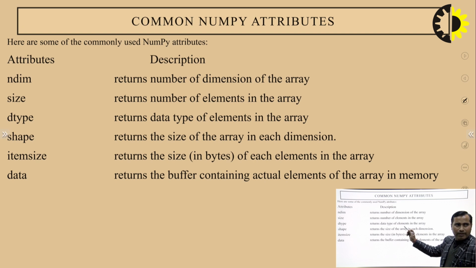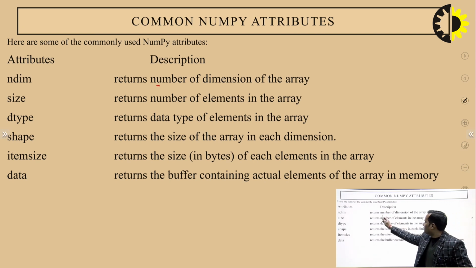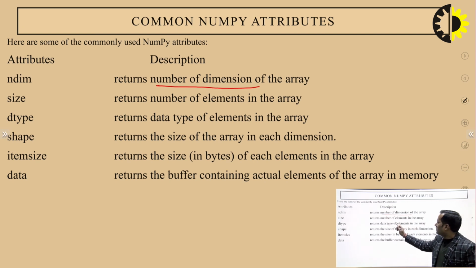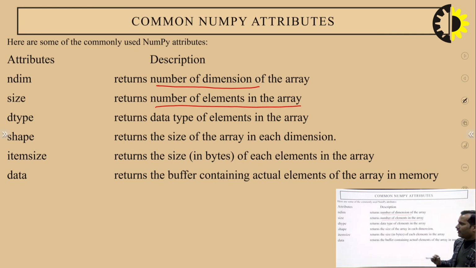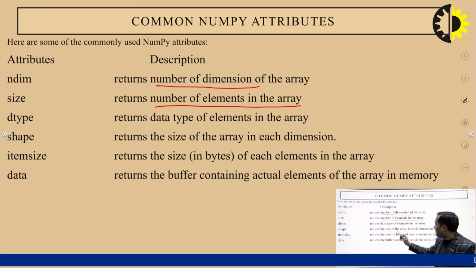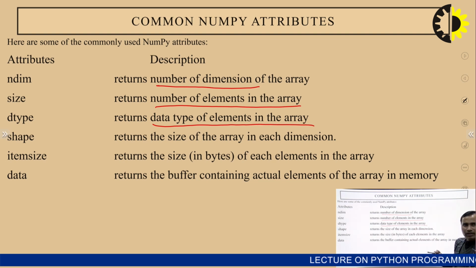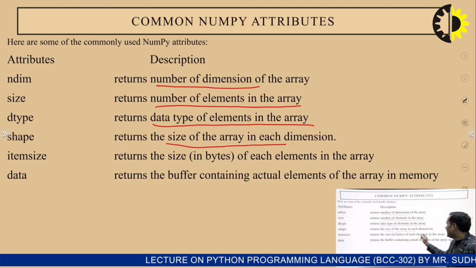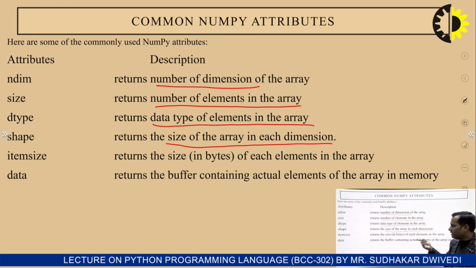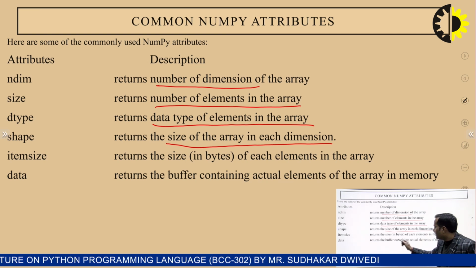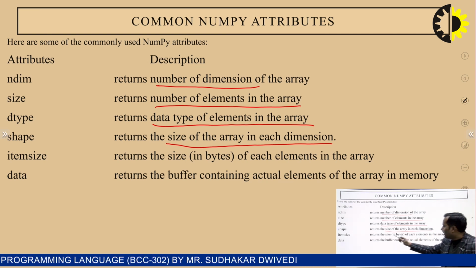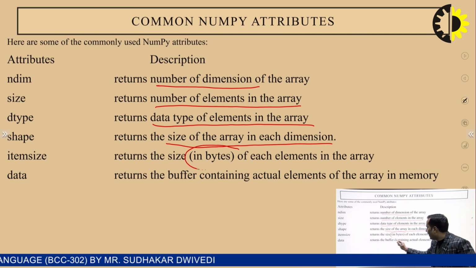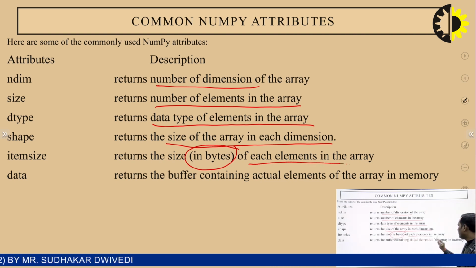The ndim attribute is used to return the number of dimensions. The size attribute is used to return the number of elements in the array. The dtype attribute, as I have said, returns the data type of the elements in the array. The shape attribute returns the size of the array in each dimension. And itemsize returns the size in bytes of each element in the array.